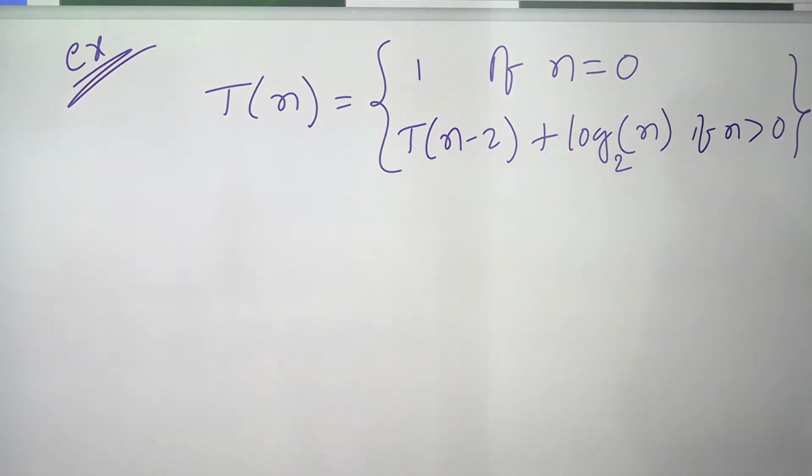T of n is equal to 1 if n is equal to 0. Otherwise, T of n minus 2 plus log n if n is greater than 0. You can try now.